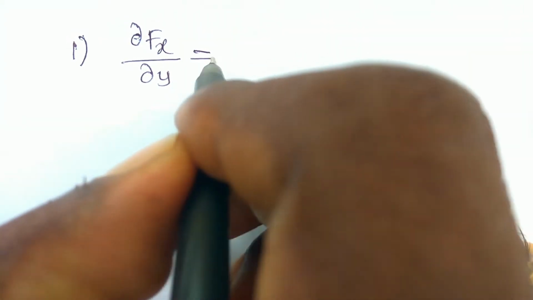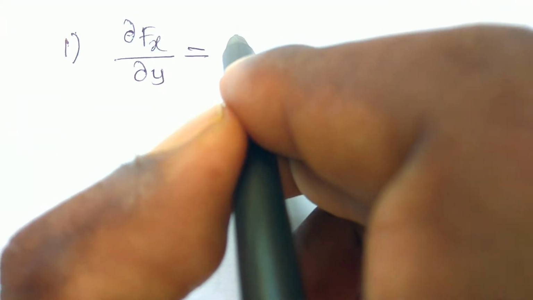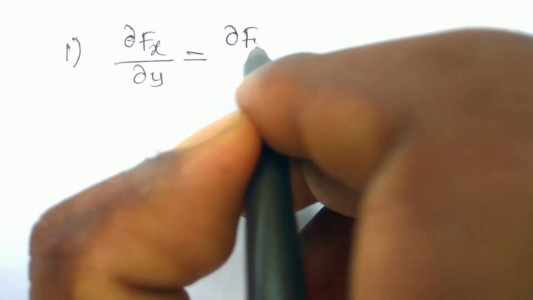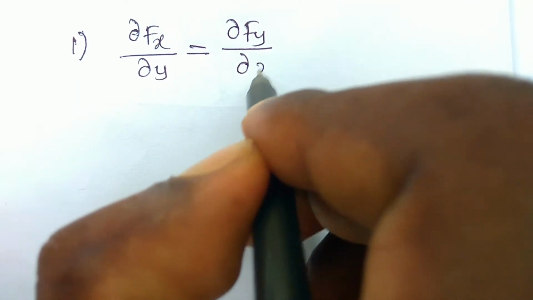How can we check whether a force is conservative or non-conservative? By using the del operator. That is the first point. We have to check whether the force is conservative or non-conservative, and we follow three steps. The first step: del Fx by del y is equal to del Fy by del x.